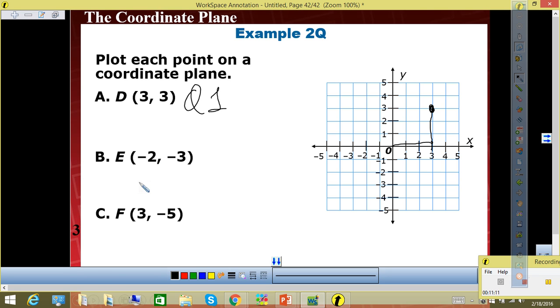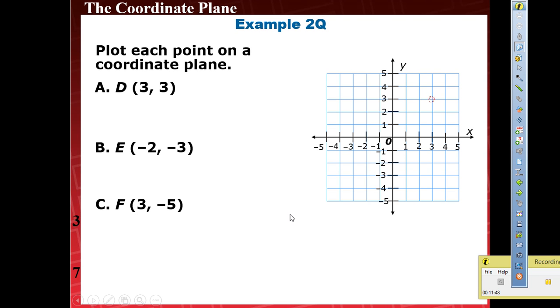Point E. What quadrant is that one? Quadrant 3. Let's see. We start at the center. We go 2 this way, 3 down, and yes, it's in quadrant 3. And the last one, Natalie. Quadrant 4. Let's double check. 3 and -5. Yep, quadrant 4. Everybody got it? Okay, let's go to this last one.